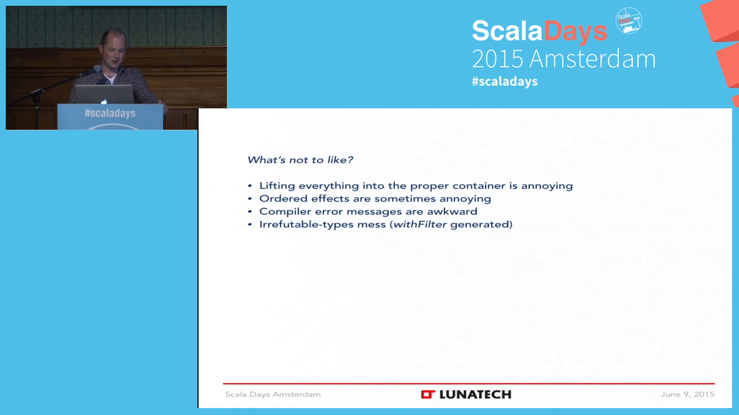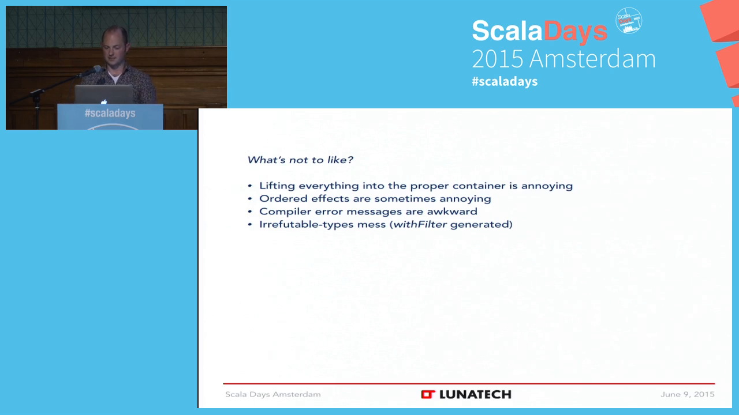Sometimes the error messages that you get from the compiler are awkward. If you make an error in the fifth line of a for-comprehension, sometimes the compiler says that there's something wrong with the first line, etc. And there are some weird cases with the irrefutable types. Basically, if the compiler cannot see that the thing you put left of an arrow in a for-comprehension is of the same type as the thing on the right.